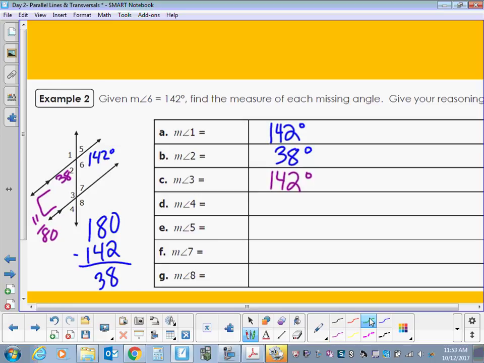Excuse me, Q1. Angle 4 is what? 38 degrees. Carrie, angle 5? 38 degrees. Cindy, angle 7? 38 degrees. And Ronaldo, angle 8? 142.